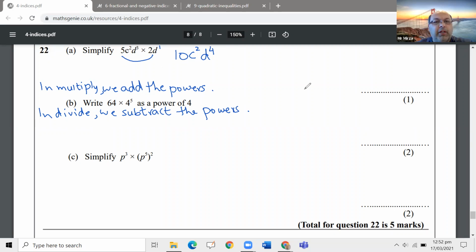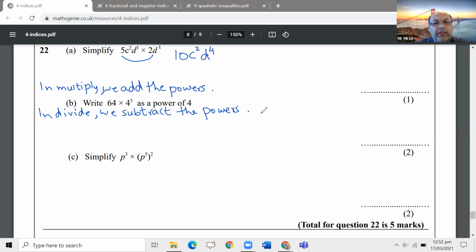It's a 1 mark, and you get 1 mark if you get the whole answer right. So again, 5 times 2 is 10. C squared is c squared because there's no other c to add to. And d cubed times d1 is d4. So there's 3 d's and 1d.